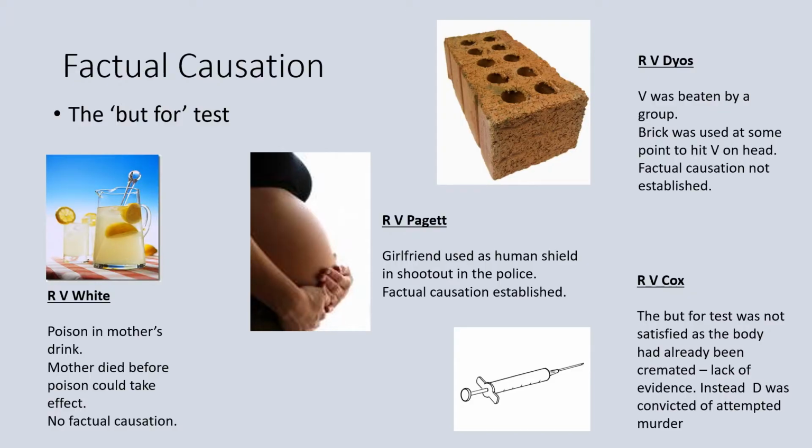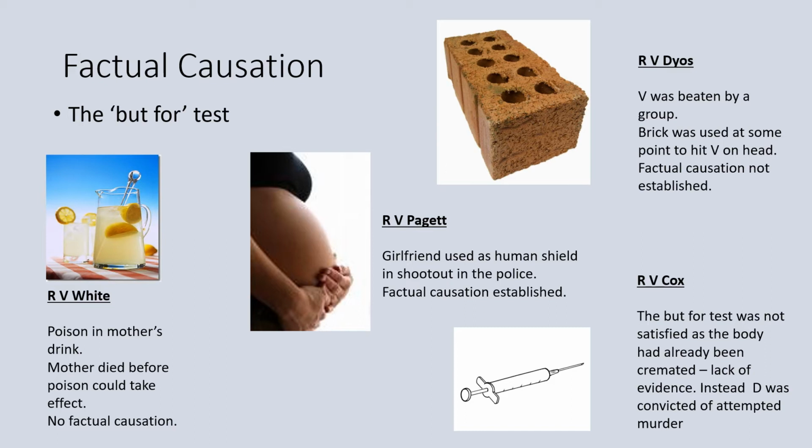So a recap of factual causation is the but-for test. So in talking specifically about murder, we ask, but for the defendant's actions, would death have occurred? Now in White, the death wouldn't have occurred anyway because the poison in the mum's drink didn't kill the mum. She died of a heart attack before the poison could take effect.